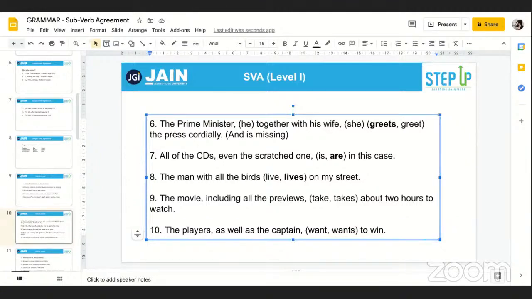What if "together with" was replaced with "as well as", the Prime Minister as well as his wife? Would the answer be the same?